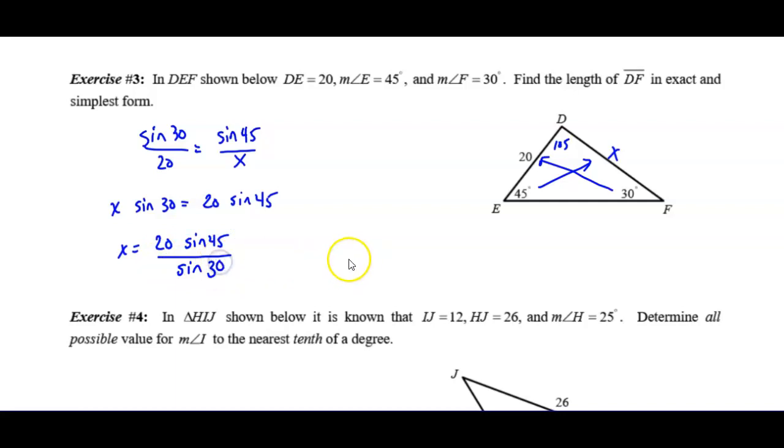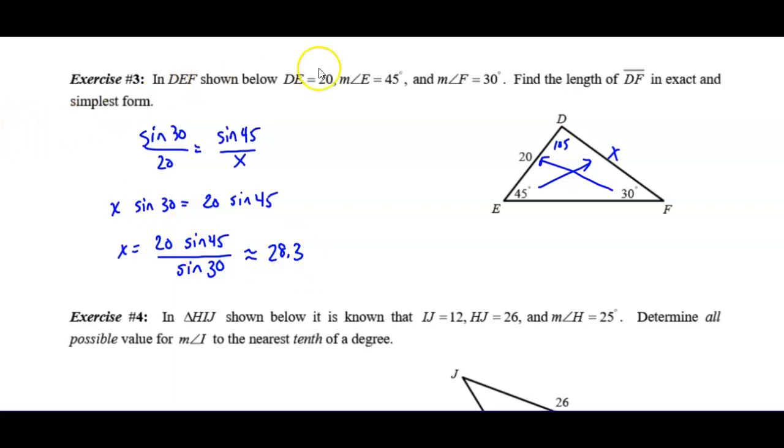That's the exact answer because no trig has been entered into the calculator. So this would be the exact answer. The approximate answer would come out to about 28.3. After putting all this into the calculator, we get about 28.3. And so we've got that one solved.